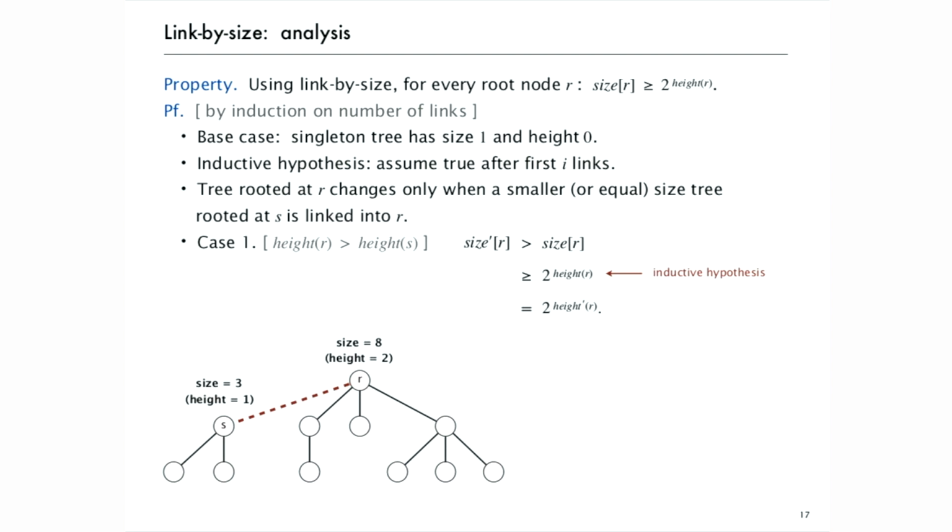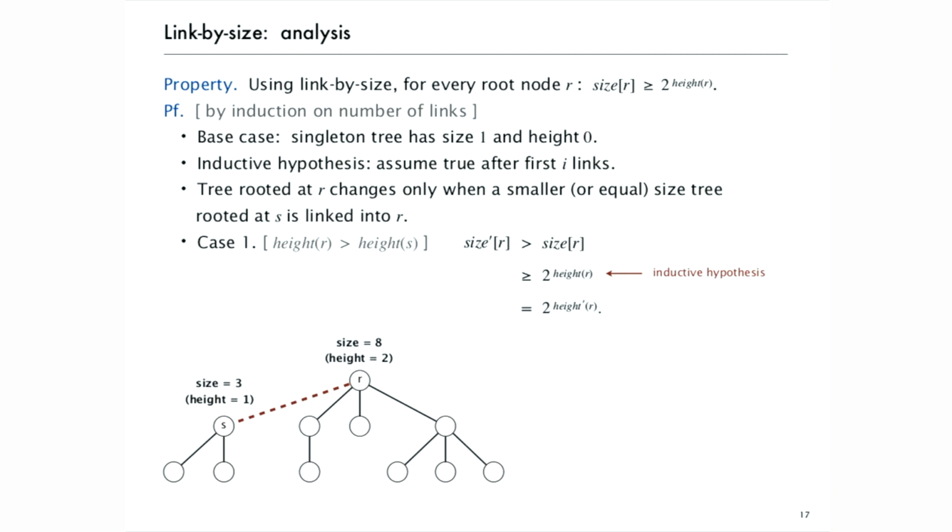Then what is size prime of R? Size prime of R is greater than size of R because we are linking. If the height of R is greater than the height of S, then R is much larger and already has lots of nodes, so I don't care. By the induction hypothesis, if this guy itself is large, then size prime of R is the sum, which is greater than the size already at R, which is already 2 to the power height R by the induction hypothesis, which is equal to 2 to the power height prime of R.